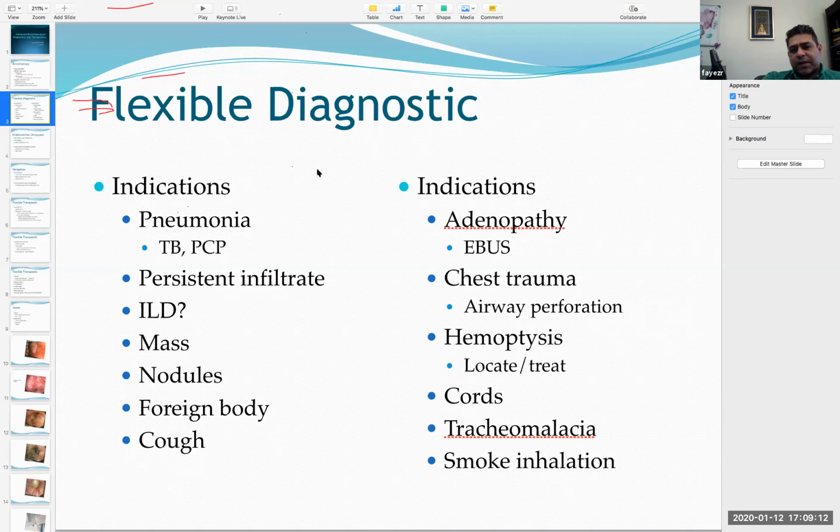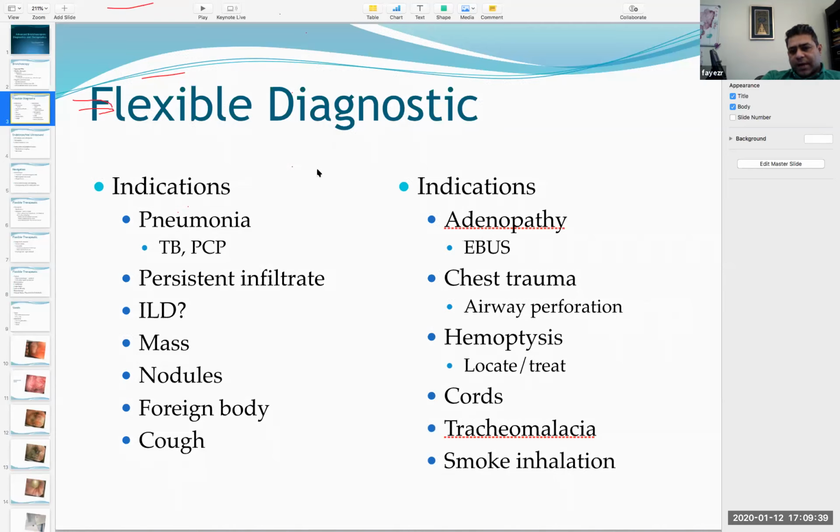Trauma patients: somebody comes in with trauma, either motor vehicle or penetrating trauma, and they have an airway which is damaged. You can do a bronch, see where the lesion is, and sometimes fix it, either by putting glue in the airway or by calling your cardiothoracic surgeon and saying, hey, there's a lesion on this side, can you ligate it or do whatever needs to be done.